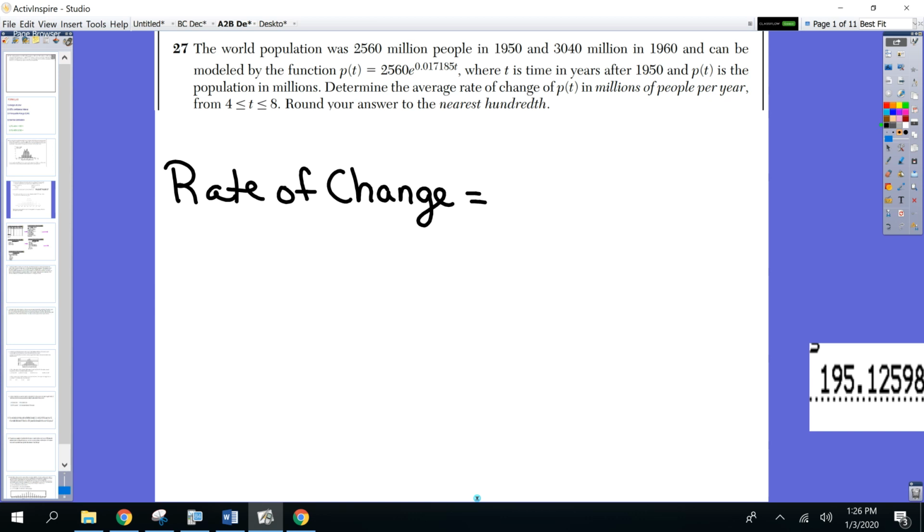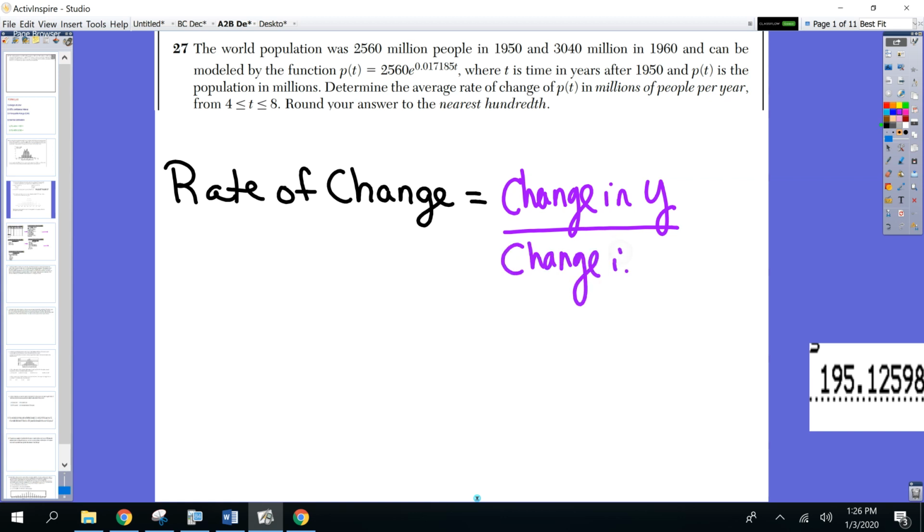Anybody remember that formula? Or just want to take a guess at it? Because I think you'd be right if you took a guess at it. Rate of change. Change in Y over change in X. Yep, Y on top, X on the bottom.